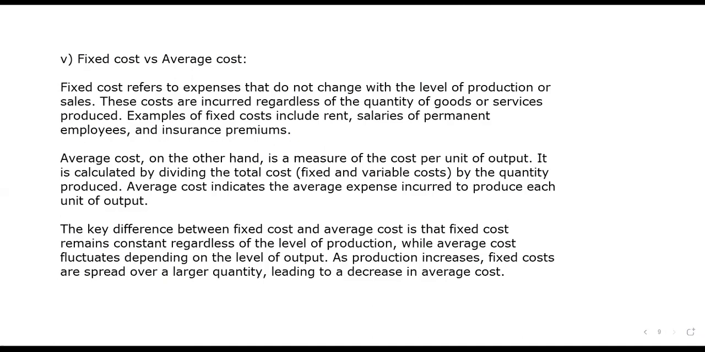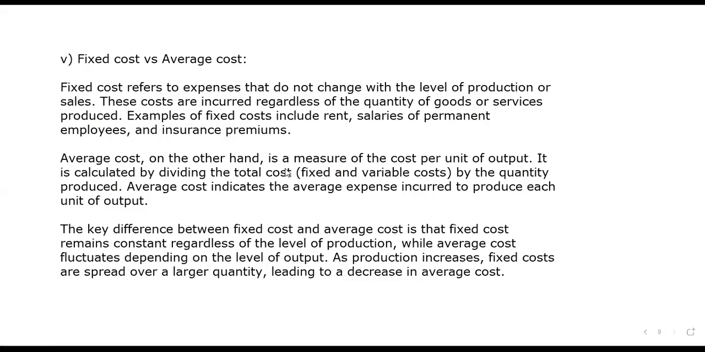Average costs are simply defined as follows. These are costs per unit of output, calculated by dividing the sum of the fixed and the variable costs by the quantity. So average costs indicate the average expense to produce each unit of output. The key difference between fixed and average costs is that fixed cost is constant regardless of production, while average cost fluctuates depending on the level of output. So as production increases, fixed costs are spread over a larger quantity, leading to a decrease in the average cost.